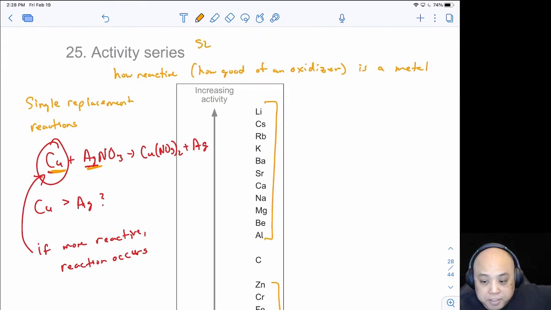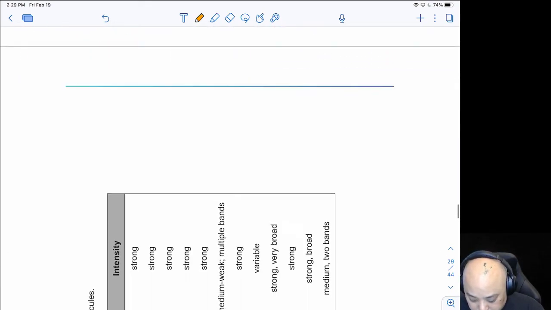You will need to balance this reaction and write the right compounds for your products and things like that, but I'm just trying to show you how the reaction would work. I'm not looking for accuracy in that case. Questions about that? Okay.